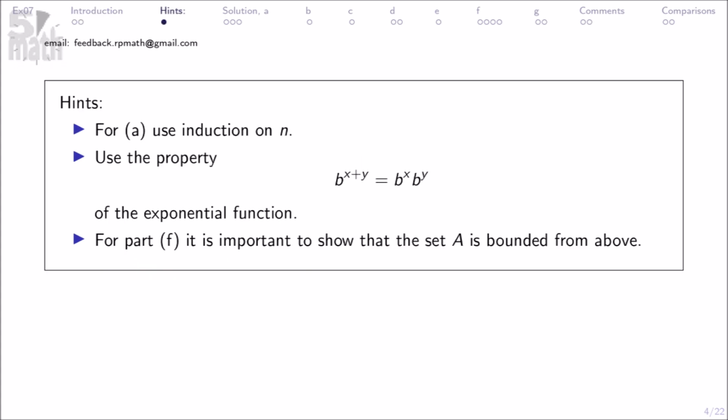Hints. For a, use induction on n. Use the property b to the x plus y equals b to the x times b to the y of the exponential function. For part f, it is important to show that the set A is bounded from above.